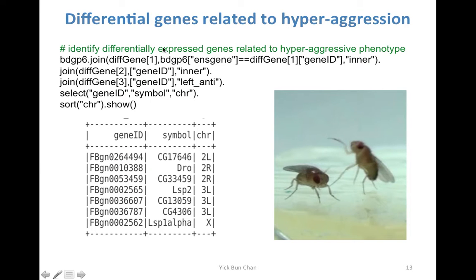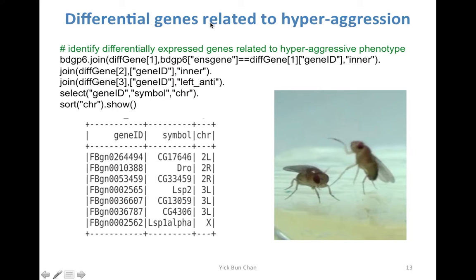Finally, I also want to identify the genes that are related to the bully phenotype. Since only bully raised at 25 degrees Celsius has clear hyperaggressive phenotypes, I identified genes that are common in two datasets, the bully versus wild-type Cantonese at 25 and bully at 25 versus bully at 19 degrees Celsius.